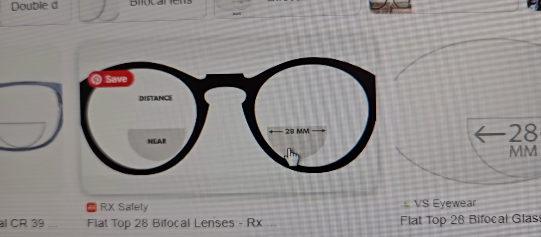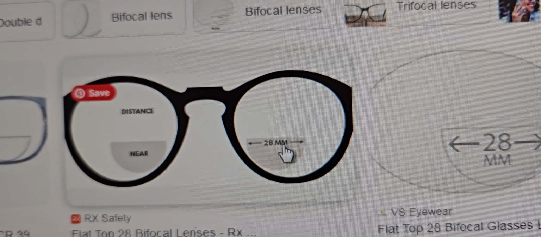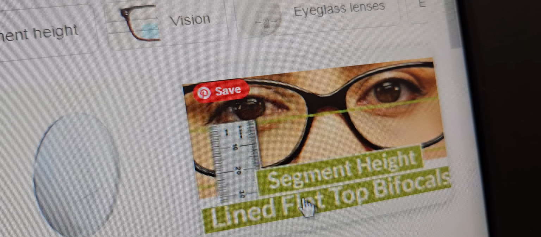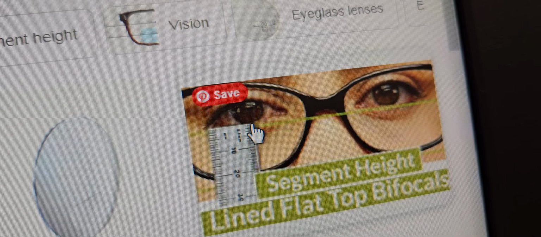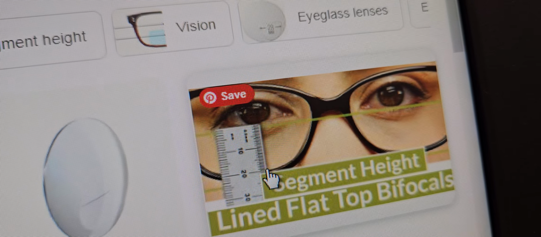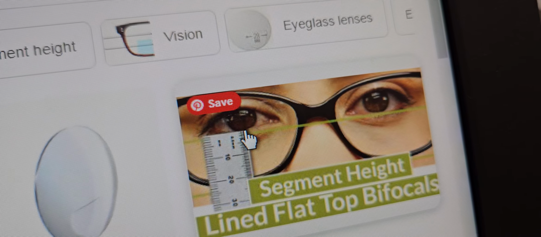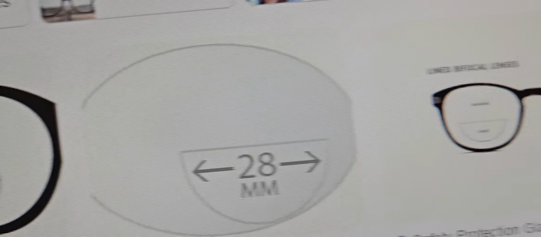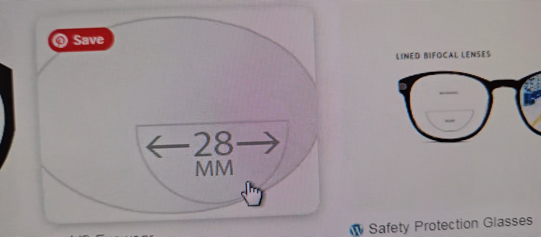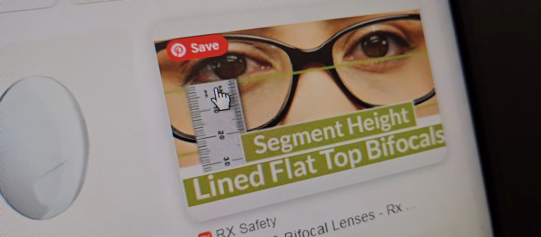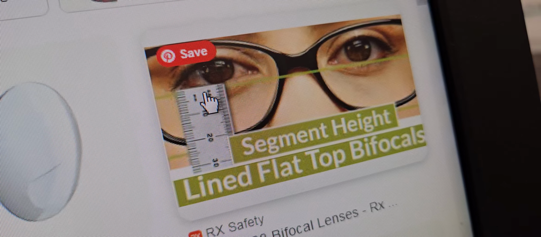And from here to here it depends on the fitting height, from the lower eyelid where you are taking from. Our bifocal segment height is like this, from the lower lid margin till the bottom of the frame. So this is the segment height. So from here the bifocal started. So this portion here, that one starts from here while fitting the glasses. Okay.